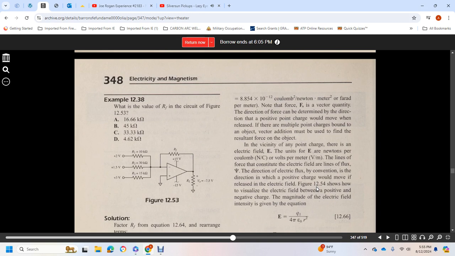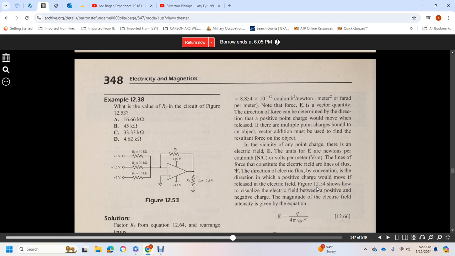Note the force is a vector quantity, with the direction of the force determined by the direction a positive point charge would move when released. If there are multiple point charges near the object, vector addition may be used to find the resultant force on the object. In the vicinity of a point charge there is an electric field E, with units of newtons per coulomb or volts per meter.